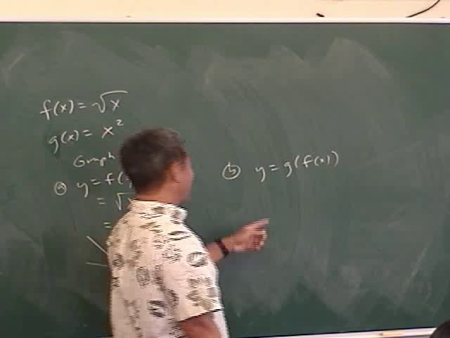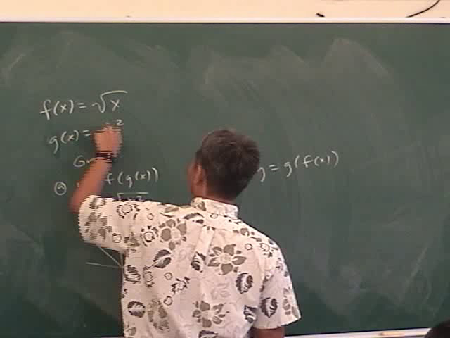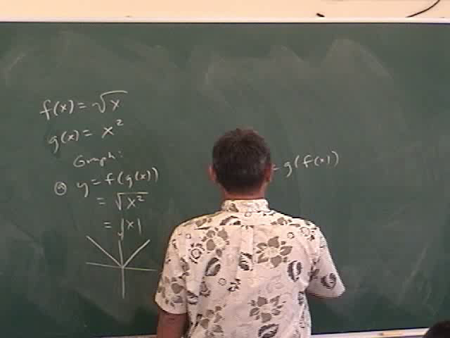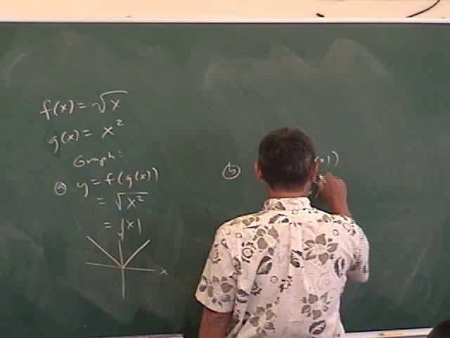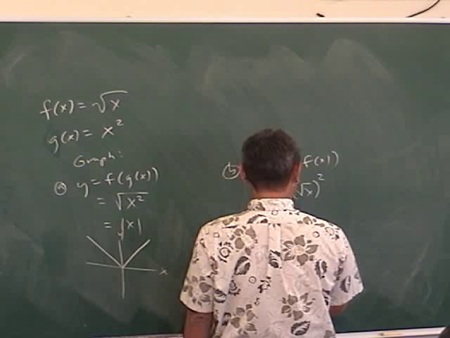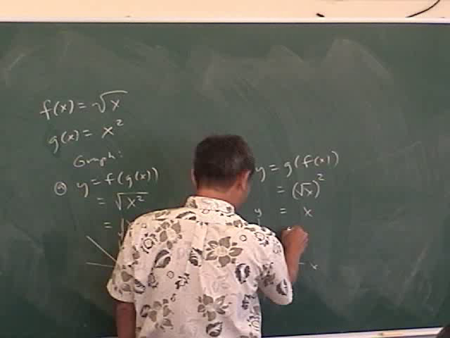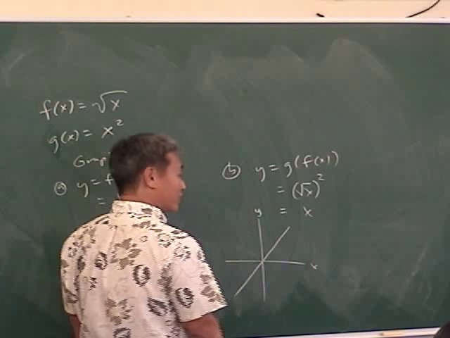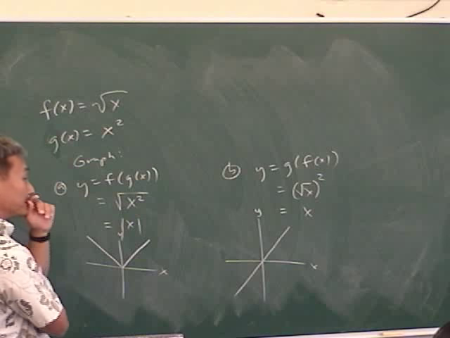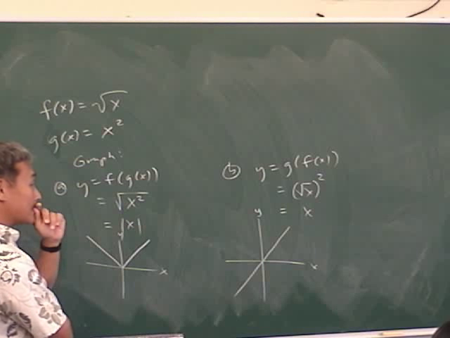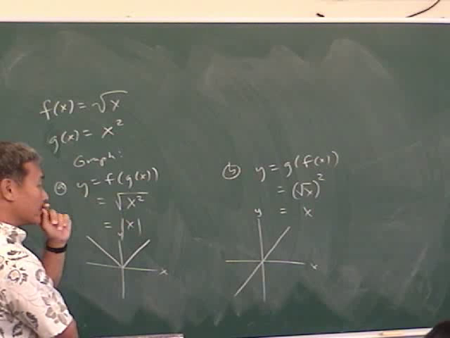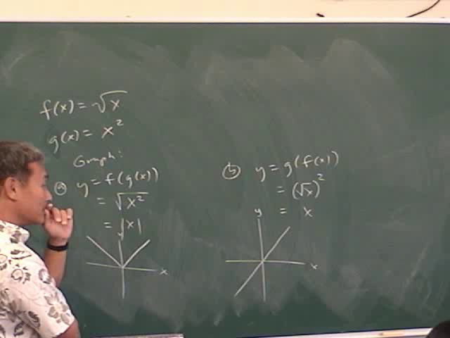Now what would happen if you take f and plug it into g? Then you're going to get the square root of x squared, which is x. Oh, I can do that. Y equal x, so easy. Minus 3. You can't have negatives. Why not? Because you can't have a negative under the square root.